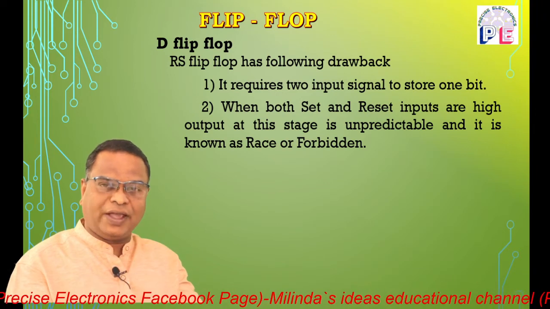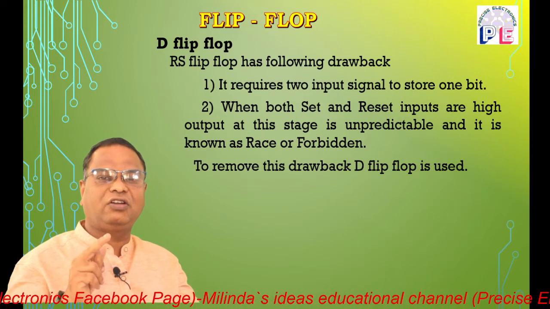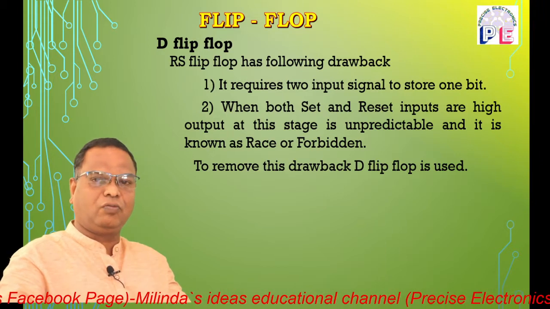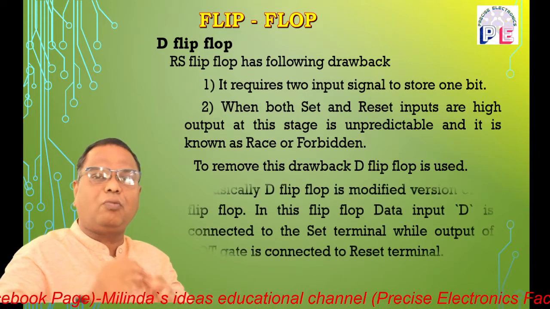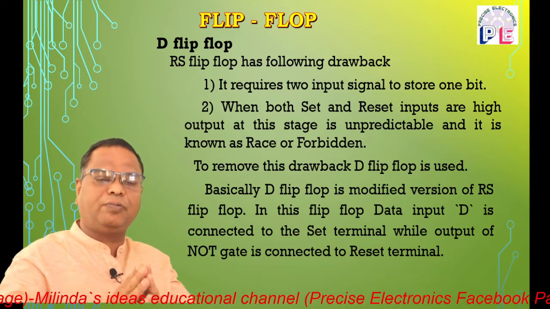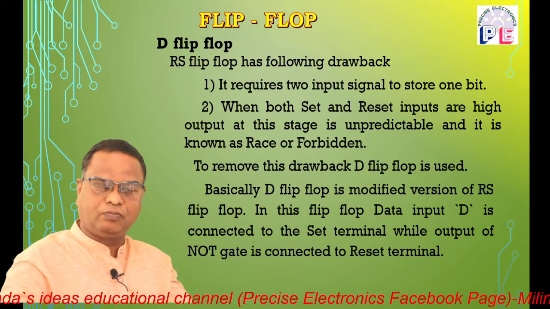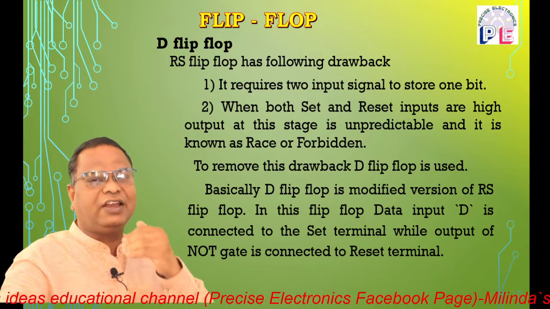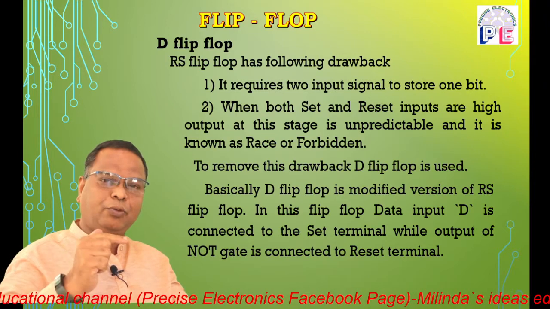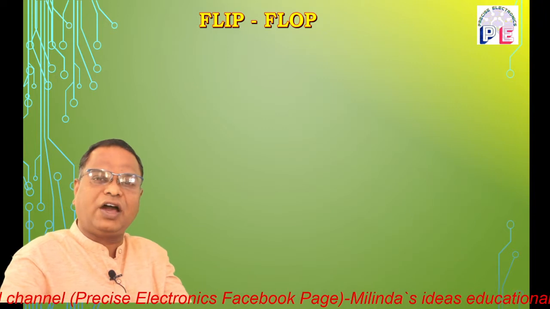So to eliminate this drawback, the next flip-flop was invented, and this flip-flop is known as the D flip-flop, D for data. So friends, what is a D flip-flop? The D flip-flop is basically a modified version of the RS flip-flop. The RS flip-flop is a basic flip-flop. All flip-flops are basically RS flip-flops because R and S are the states of the flip-flop. So the D flip-flop is also basically an RS flip-flop, a modified version of it. In this case, it has only one input, the data input, and this data input is connected to the set input terminal of the RS flip-flop.